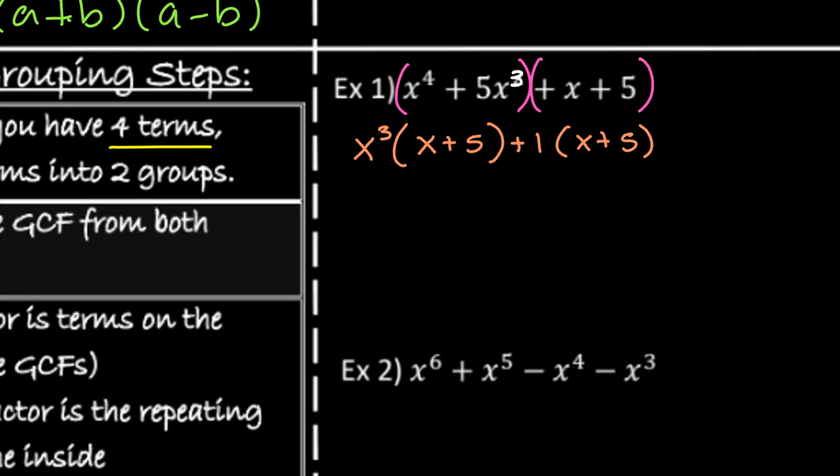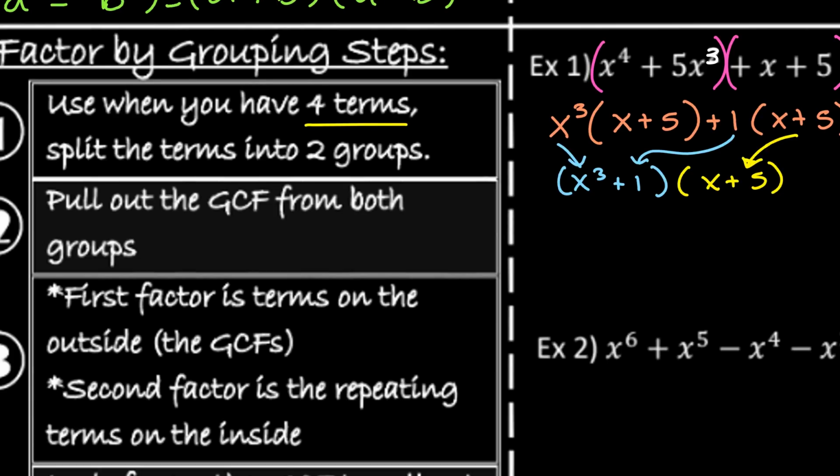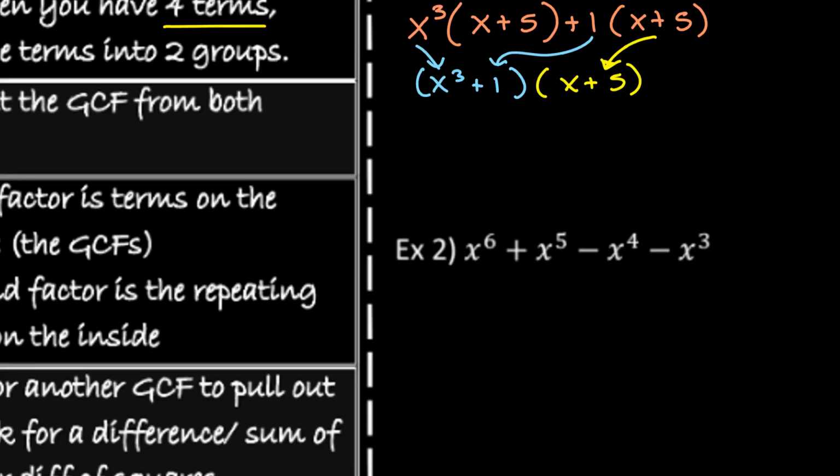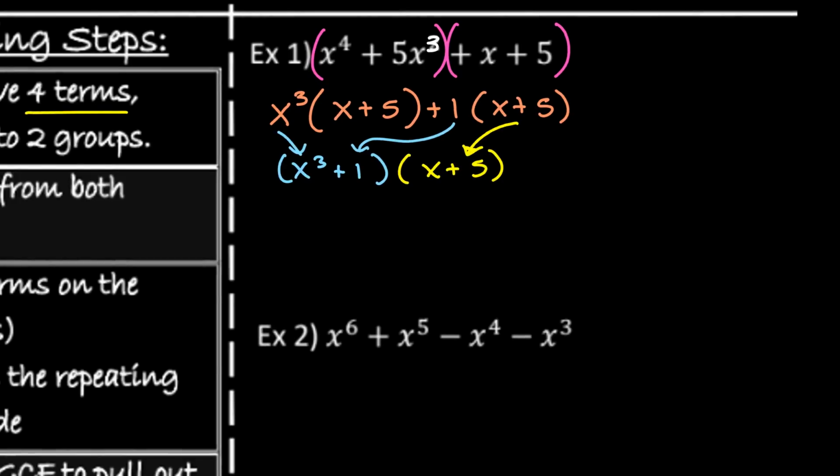So, what is our first factor? X cubed plus 1, our GCFs, right? So x cubed plus 1. And then what is our second factor? X plus 5. So now's where it gets iffy. Step 4 says look for another GCF to pull out, or look for difference or sum of cubes or difference of squares. Do we have any of that here?